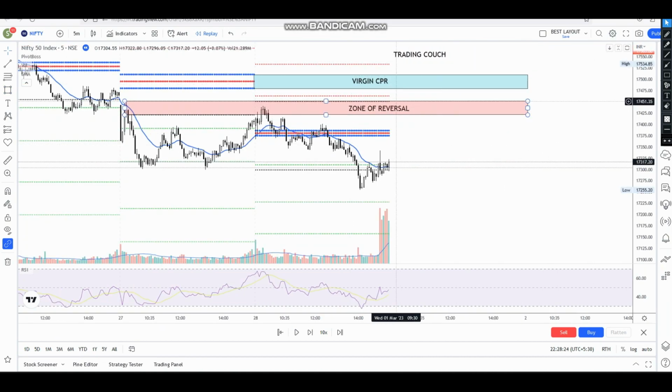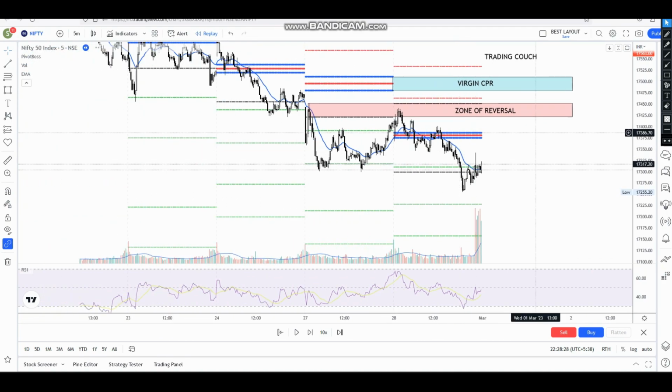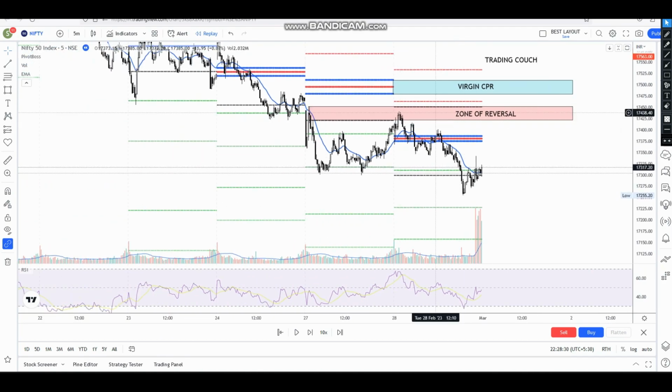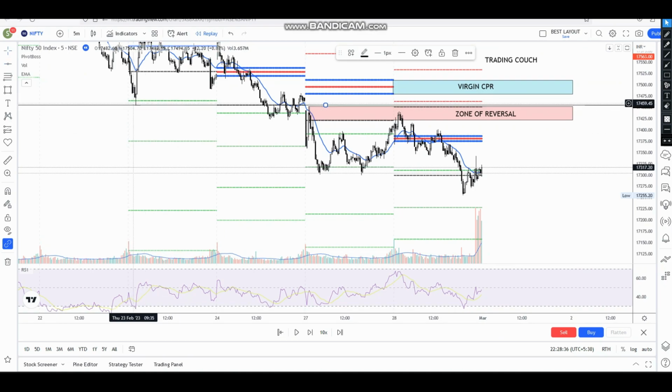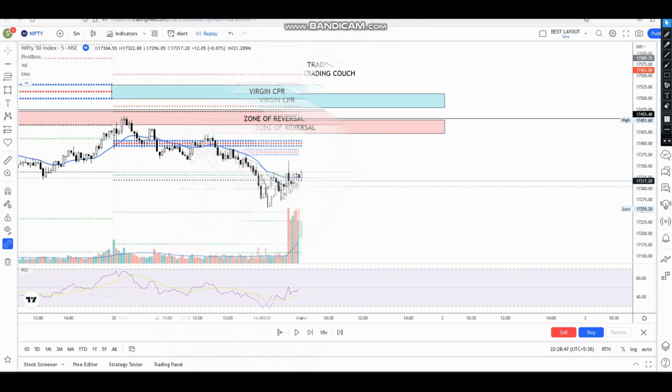Now that we have marked the important zones, let's go into any swing high or low which might be confluencing with the zones that we have marked. And one such confluence we can see here with this swing low coinciding with the zone of reversal. So this zone might act as a strong reversal, and once it breaks, it will act as a strong support.